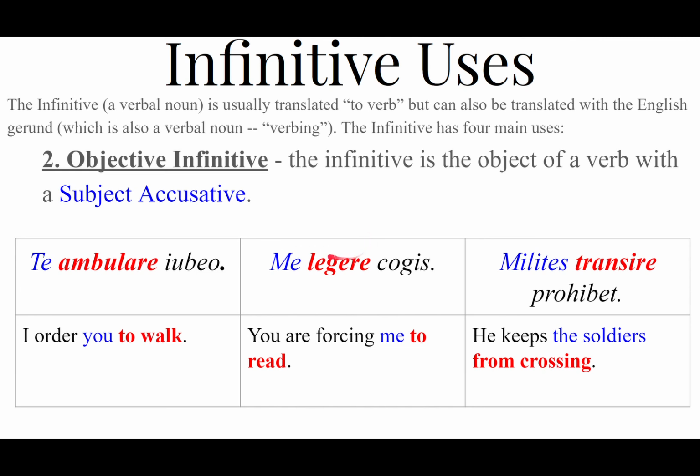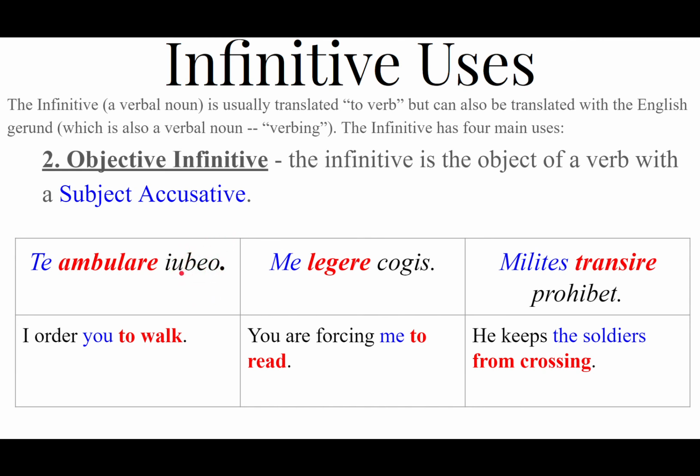Here we go. Te ambulare iubeo. So the main verb is iubeo. First person singular, I order. Iubeo, iubere, iussi, iussus. I order. Iubeo, very famously and commonly, takes an infinitive phrase. It takes an objective infinitive. So iubeo, I order.